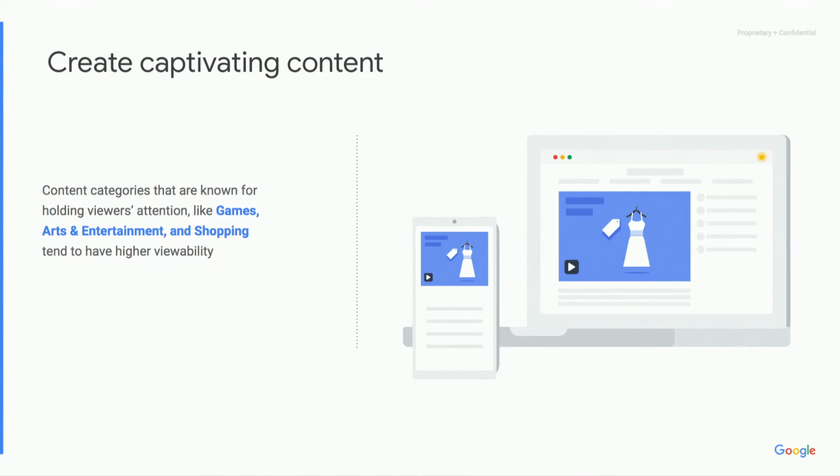So first, we recommend focusing on creating captivating content to capture your viewers' attention. This is really at the heart of any successful site or app. We recently ran a report called The State of Ad Viewability, and we found that content categories that are known for holding viewers' attention, like games, arts and entertainment, and shopping, tend to have a higher viewability and suggest a higher interest in ads from these content categories. So definitely be smart about the content that you're creating.